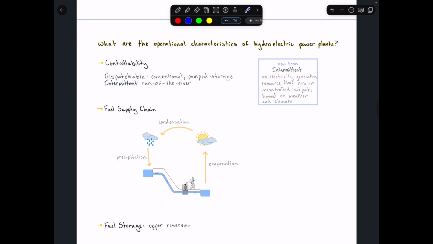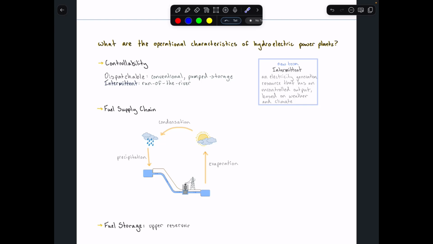Okay, then for fuel storage, you might be able to guess here. It's that upper storage or that upper reservoir. And in reservoir-based hydroelectric power plants, they store water by retaining it in the upper reservoir and closing the intake or reducing the amount of flow in the intake to be less than the flow that's coming in from the river further upstream.